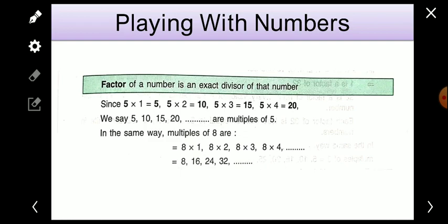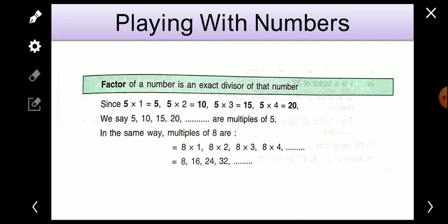Here if we write 5 into 1 is equal to 5, 5 into 2 is equal to 10, 5 into 3 is equal to 15, 5 into 4 is equal to 20, then we can see that 5 is the factor of 5, 10, 15, 20. Or we can say that 5, 10, 15 and 20 can be divided by 5. The numbers which can be divided by the given number are known as multiples. So 5, 10, 15 and 20 are the multiples of 5.